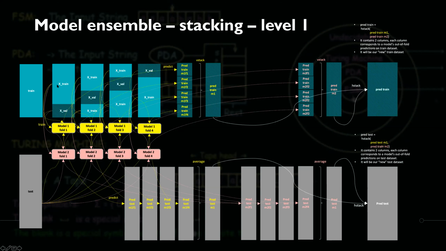Because say for the first cross validation fold, the X train has 75% of the original training data, and the predictions were made on the remaining 25%. This corresponds to here, right? And if we repeat the process four times, 25%, 25%, 25%, and 25%, we end up with 100% of predictions on training data.